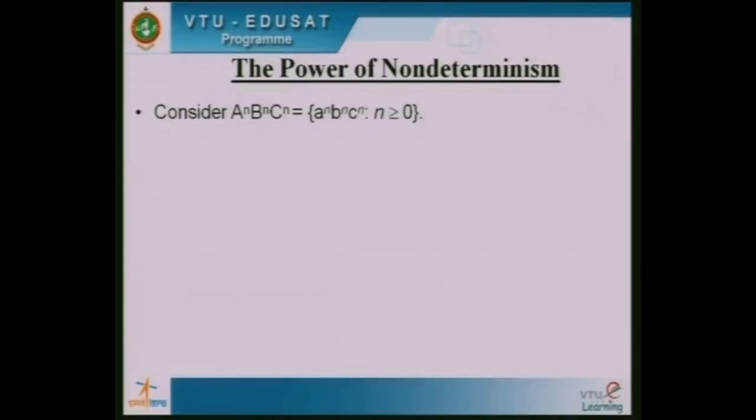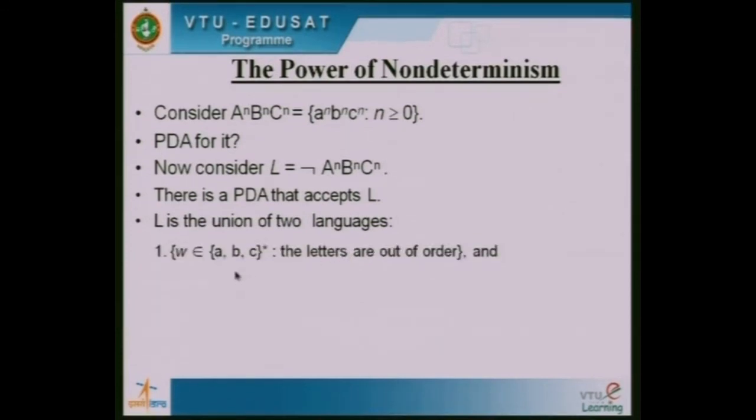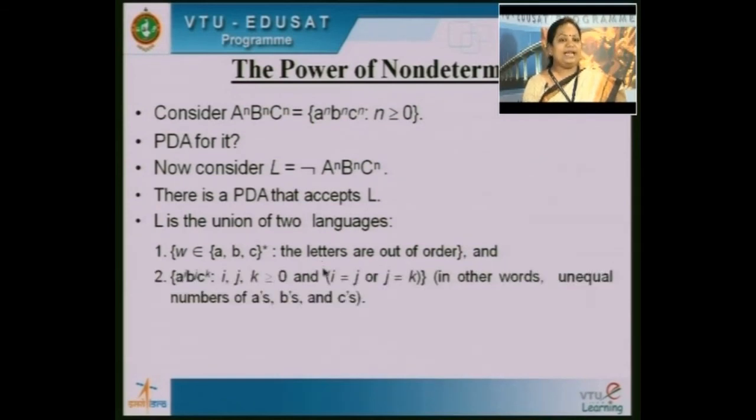But its complement, that is the complement of a^n b^n c^n, for this language we can write a PDA. There is a PDA that accepts this language, wherein this language is a union of two languages. The first one is w belongs to (abc)*, the strings where the letters are out of order, and the second one is a^i b^j c^k, where i is not equal to j or j is not equal to k. In other words, an unequal number of a's, b's and c's.